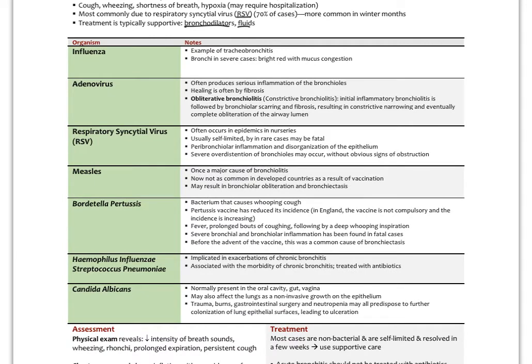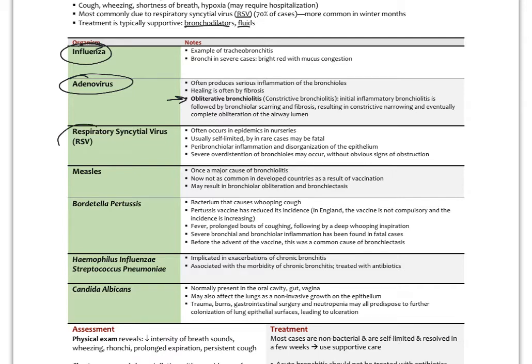So classic agents that cause acute bronchitis would be influenza, we've already talked about as an upper respiratory tract infection. Adenovirus, this often causes serious inflammation of the bronchioles, and unfortunately this one is associated with that obliterative bronchiolitis, the popcorn lung, which again I talked about in conjunction with vaping, but adenovirus can also induce this, and this can result in severe narrowing or even obliteration of the airway lumen. So essentially ventilation stops, and that could be fatal.